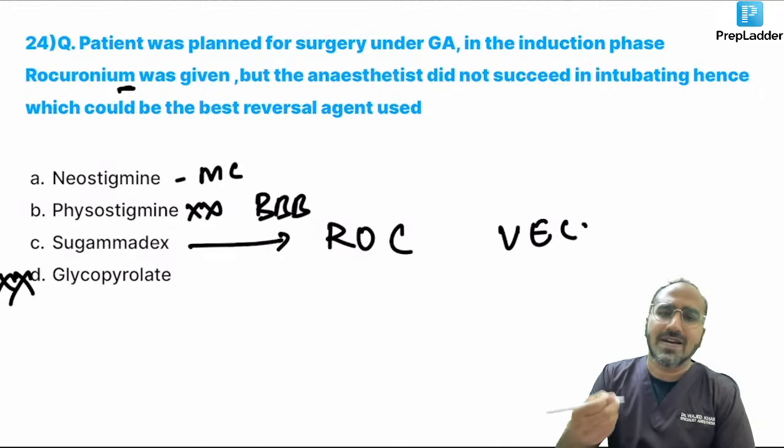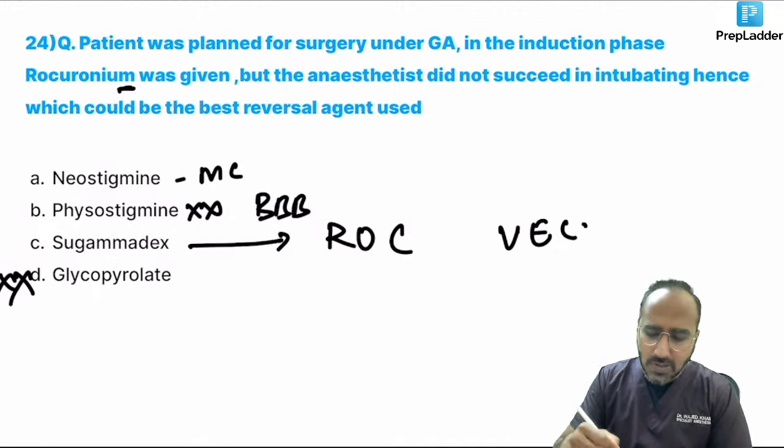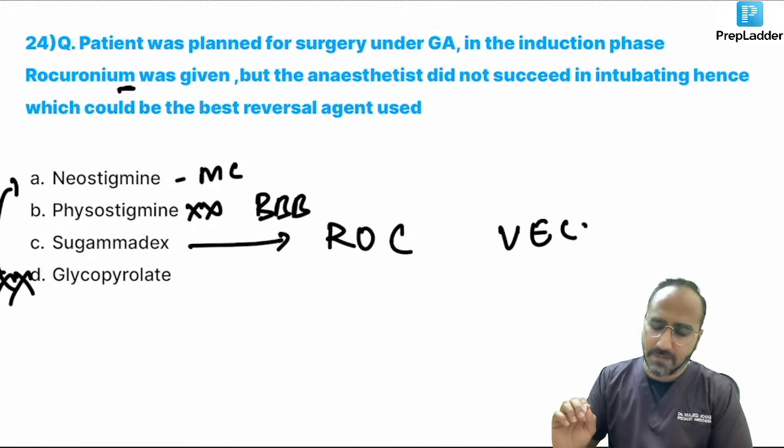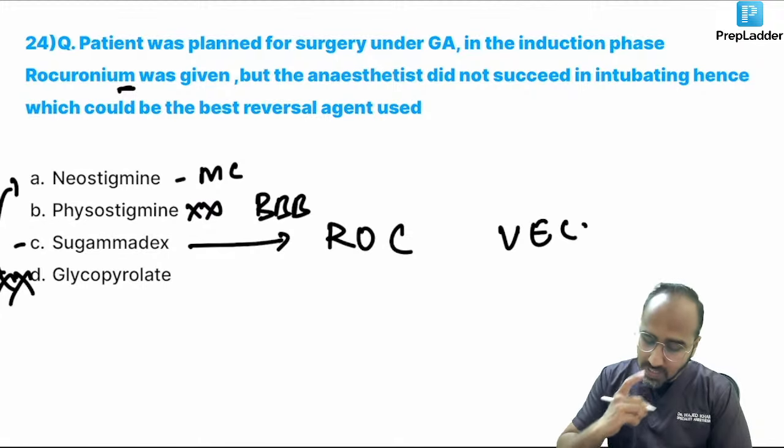Glycopyrrolate, though, is never given as a reversal agent. Glycopyrrolate you add with neostigmine and give it. Why? Because neostigmine will cause bradycardia, hence you add glycopyrrolate. So for sugammadex, remember sugammadex is the reversal agent used for rocuronium and vecuronium.